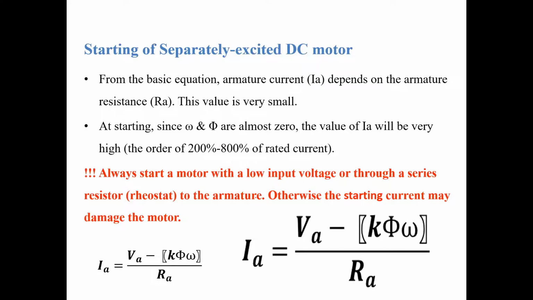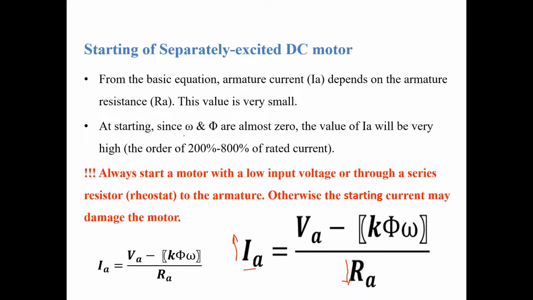Let us see the starting method of a separately excited DC motor. From this basic equation, IA equals (VA minus K flux omega) divided by RA. So IA depends on the armature resistance, but this armature resistance is a very small value. Since this value is very small, IA is mostly high.